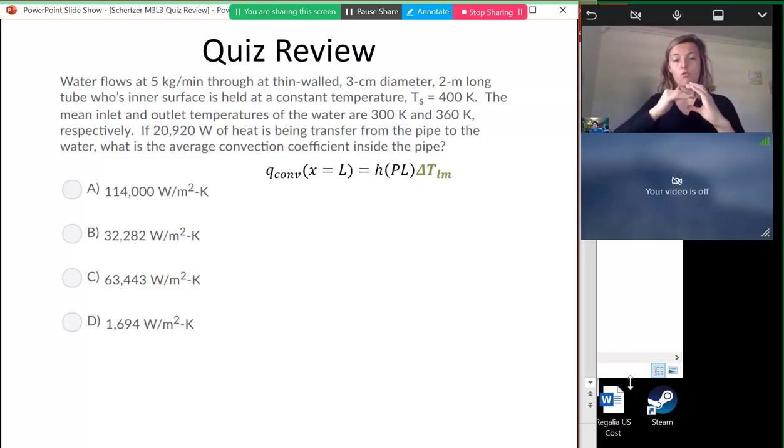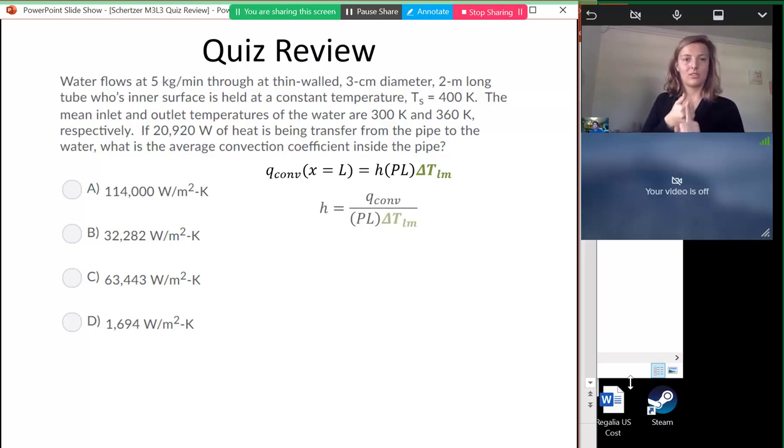So here we see that we have a boundary condition that's constant temperature. If we have a pipe that's at constant temperature, then we can use this equation that involves the log mean temperature difference. This looks just like Newton's law of cooling, where it's hA times some kind of delta T. But because we're going along this pipe and the pipe has a constant temperature, but the fluid temperature is changing, the delta T that we use is the log mean temperature difference. So here we can isolate for the convection coefficient.